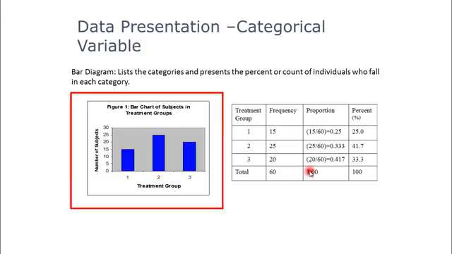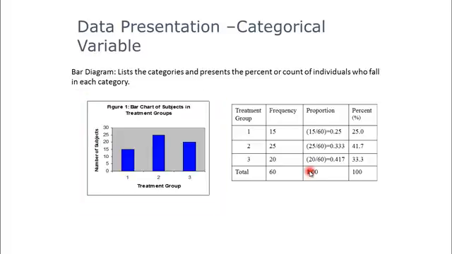So let's quickly see a bar diagram. That's the representation of the categorical variable. What a bar diagram does is it lists the categories and presents the percent or the count of individuals who fall in each category. So there are 3 categories here, and the frequencies are 15, 20, 60. Proportion is also called relative frequency. That gives you the proportion of that particular group's count divided by the overall count. So in this one, the proportions are 25, 41 and 33.